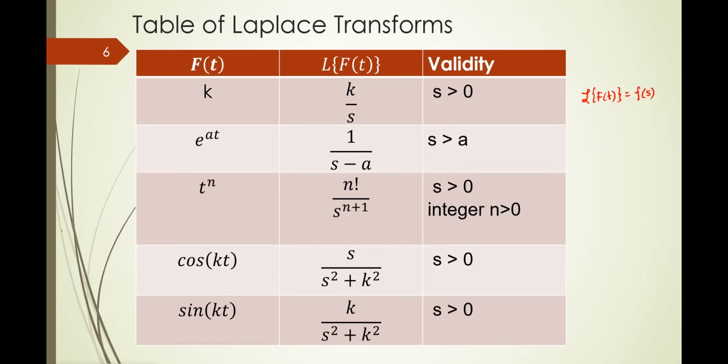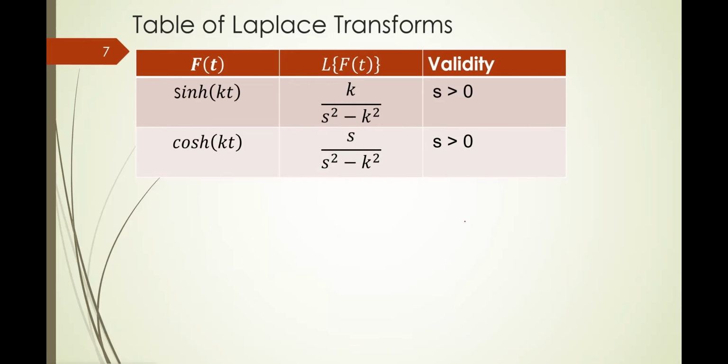For cosine kt, where k is a constant, it's basically s all over s squared plus k squared. For sine of kt, it's k over s squared plus k squared. Now, this is the next page of the tables. So for hyperbolic sine kt, it's k over s squared minus k squared. So when you compare these two formulas, hyperbolic cosine gives you s over s squared minus k squared.